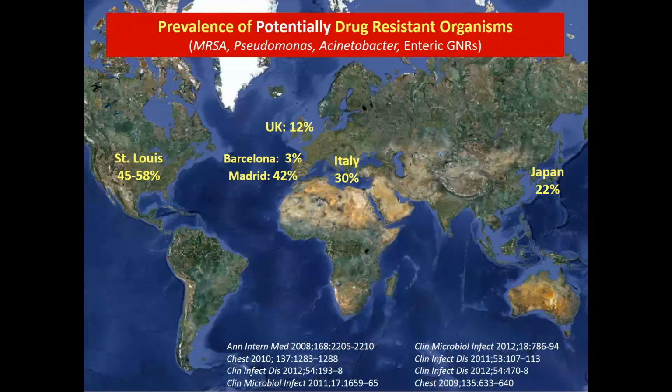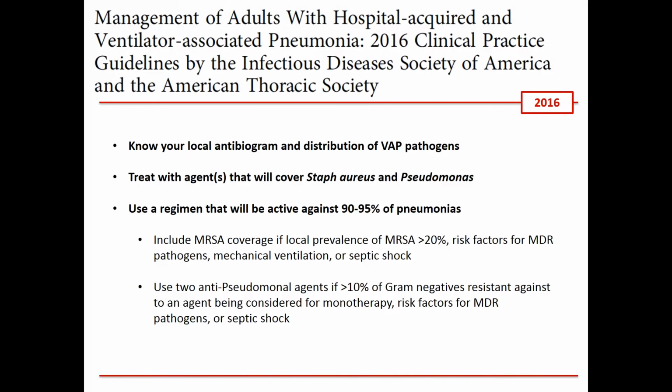And that was the prime message of the newest release of the guidelines from the Infectious Disease Society of America and the American Thoracic Society on the management of patients with HAP and VAP. Message number 1 was know your local antibiogram and distribution of VAP pathogens so that you can make a customized decision for your population as to what the most appropriate agent might be for treatment. Treat with an agent that will cover Staph aureus and Pseudomonas, because those are the most common pathogens. And conceptually, try to design a regimen that ought to be active against 90 to 95% of pneumonias.